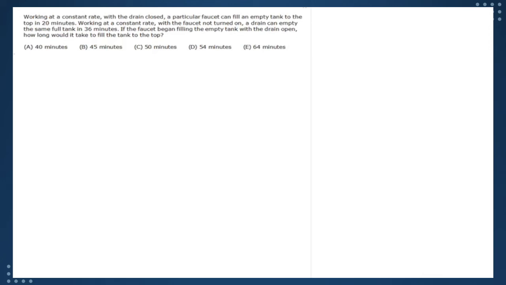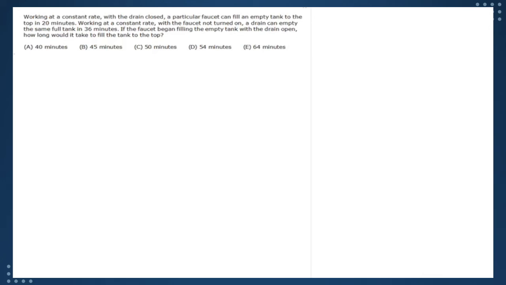The GMAT loves to set this up using faucets and drains, because what does a faucet do? It fills. What does a drain do? It empties. So when you combine those, it's kind of opposite forces happening at once. Thus, there's no way we can add together the work of the drain and the work of the faucet, but rather we're subtracting. Now, the way that you subtract is you take the thing that's doing more work and you subtract it from the thing that's doing less work. So keep that in mind as we get through the question.